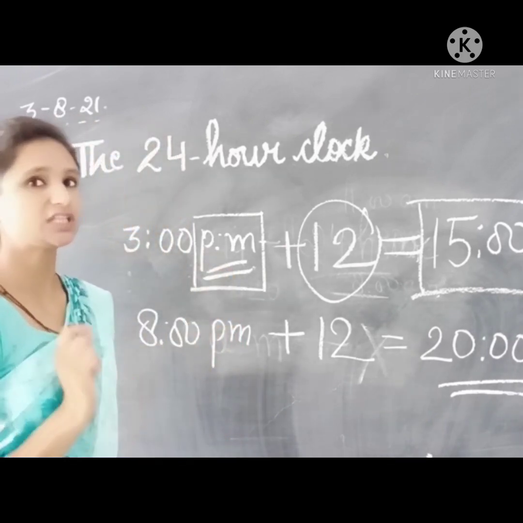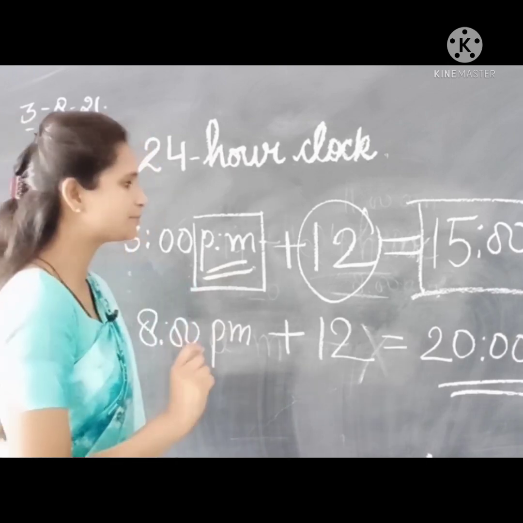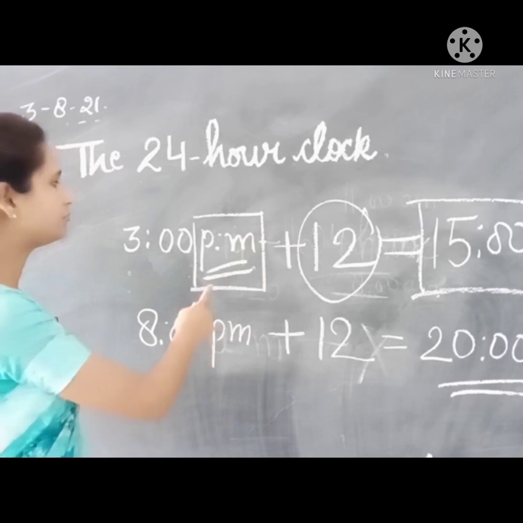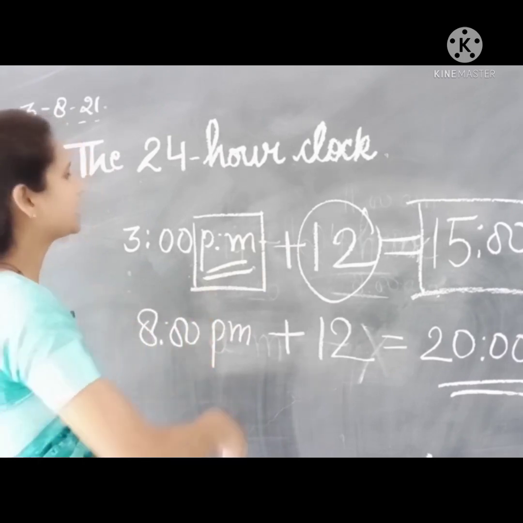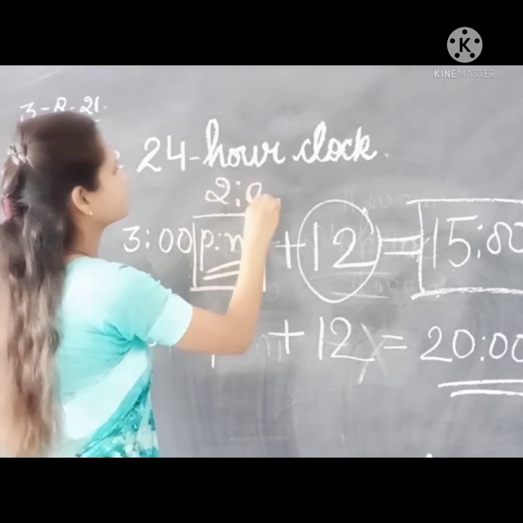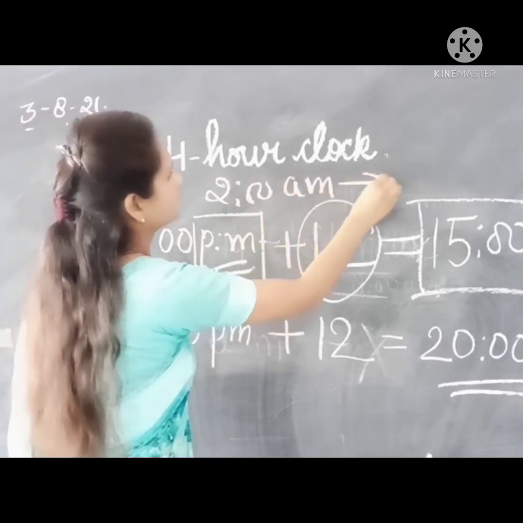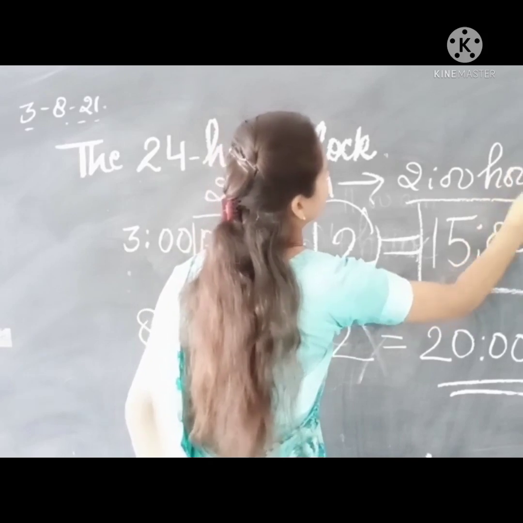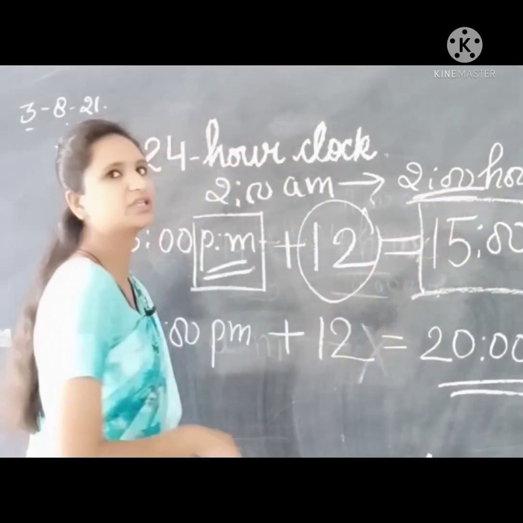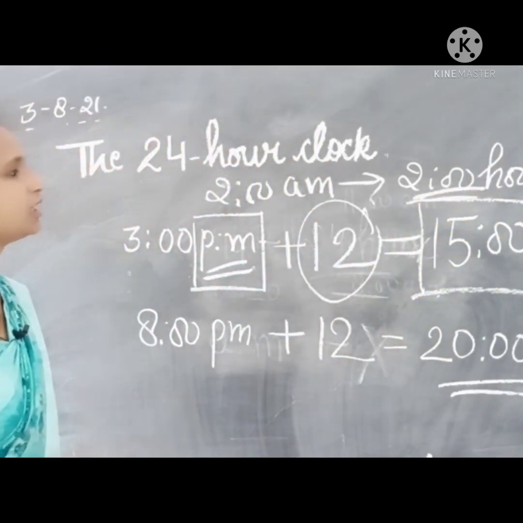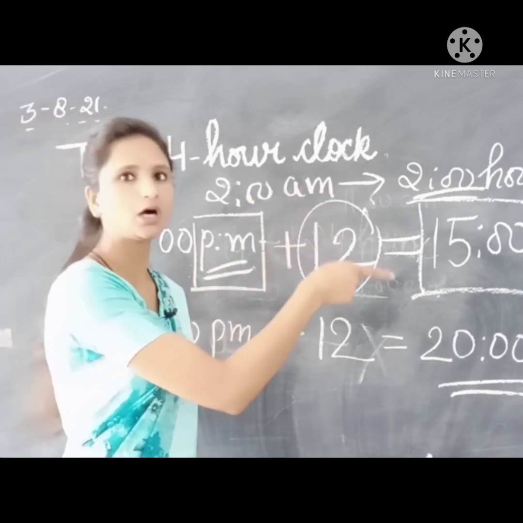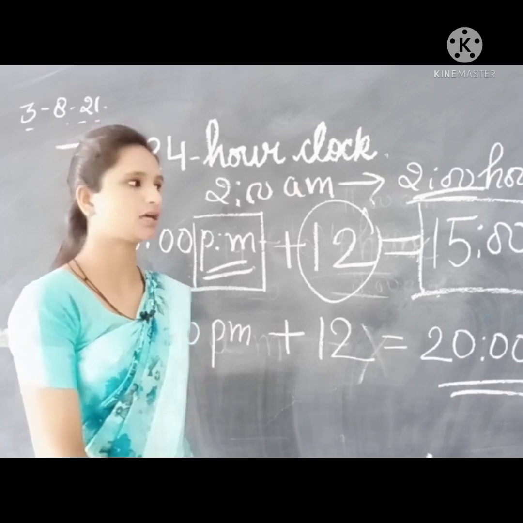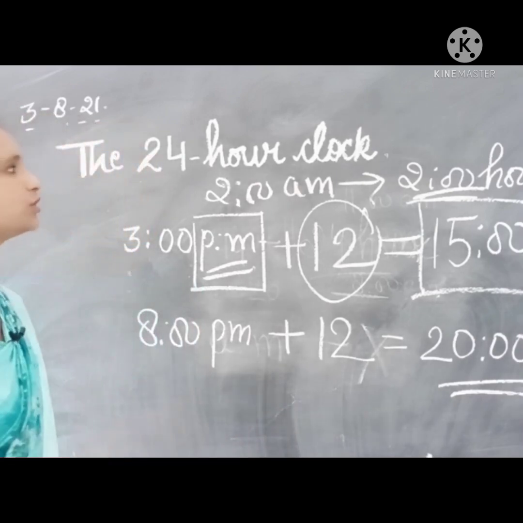I hope you have understood this simple concept, that you only have to add 12 to the time that is in PM. And if it is in AM, suppose it is 2 AM, write it as 2 hours. Only this much you have to do with AM. 5 AM, 5 hours. 6 AM, 6 hours. This is how you convert AM.